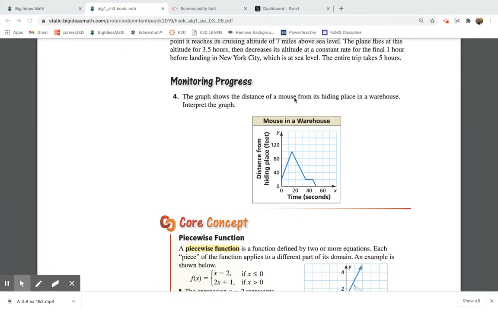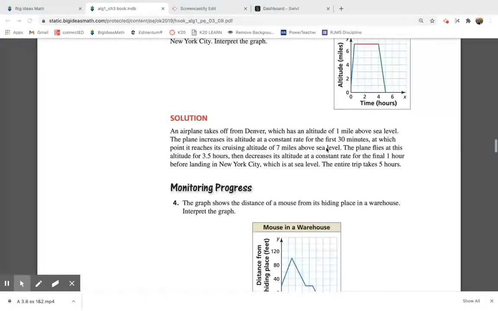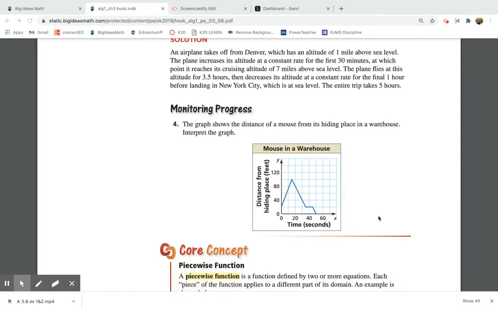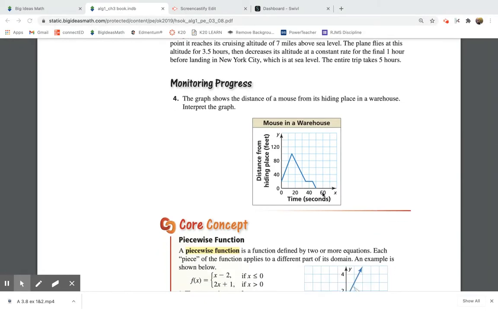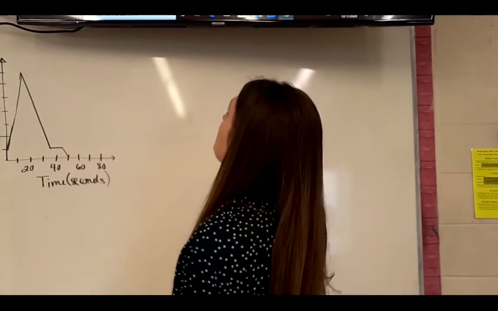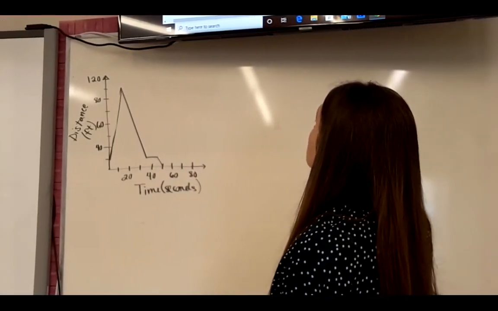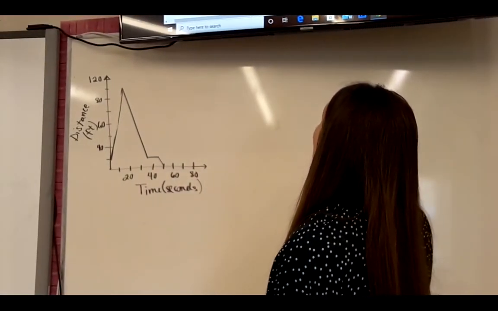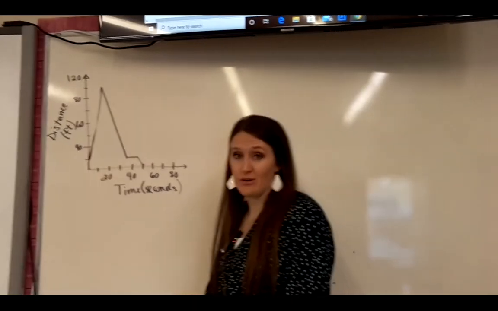So number 4, it says this graph shows the distance of a mouse from its hiding place in a warehouse. Interpret the graph. So you're going to have to interpret all these changes in the line. You're using your own words, but you have to use words like constant rate, increasing, decreasing, and then throw in some numbers from the graph. Okay, so try your best, and if you can't, just watch me go over it with you. On example 4, it says this graph shows the distance of a mouse from its hiding place in a warehouse. Interpret the graph.